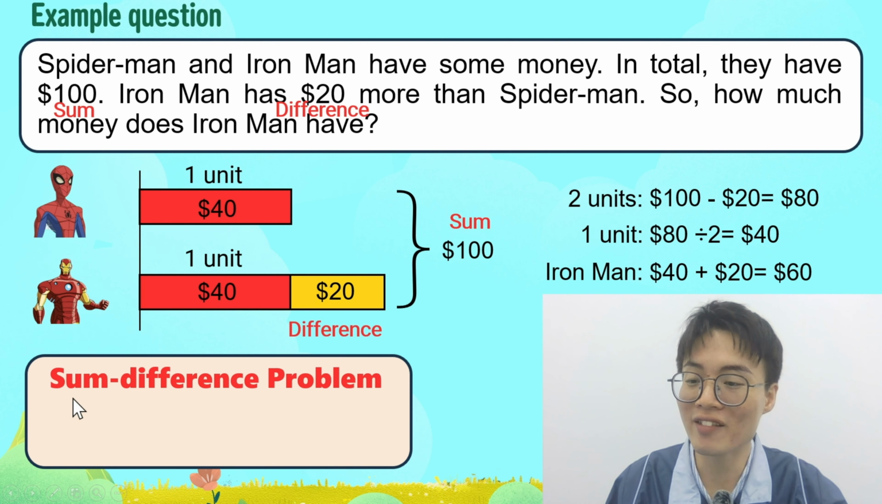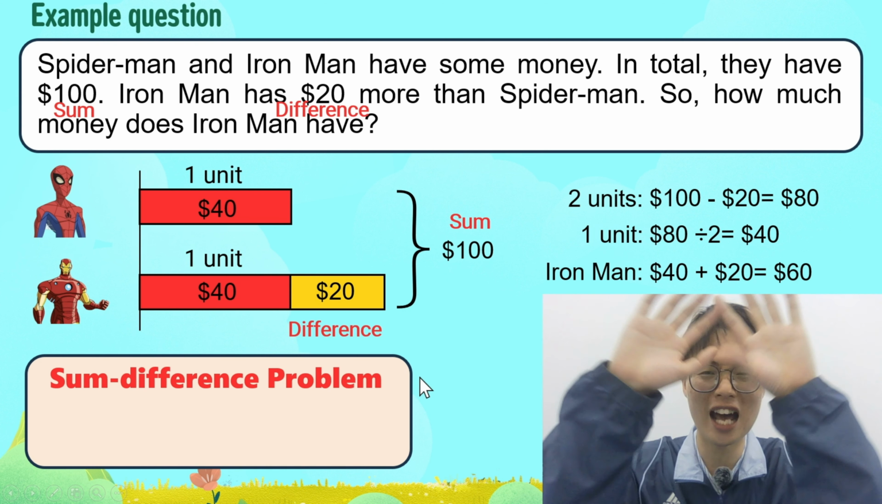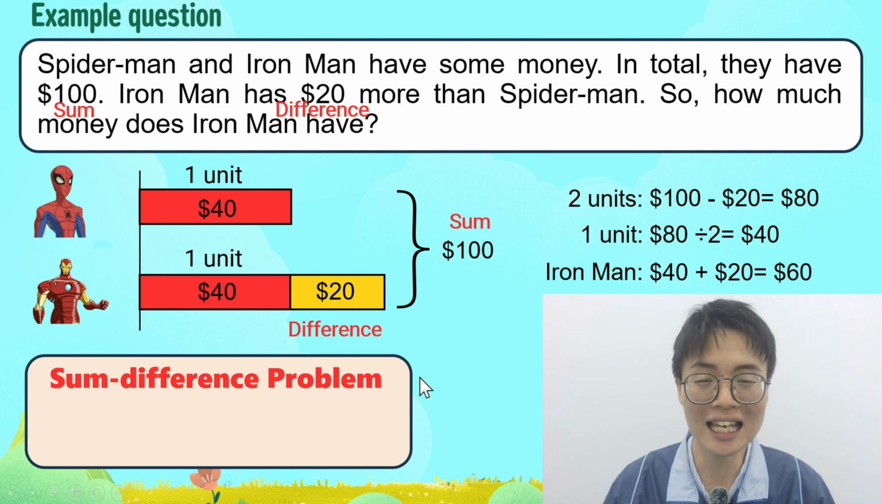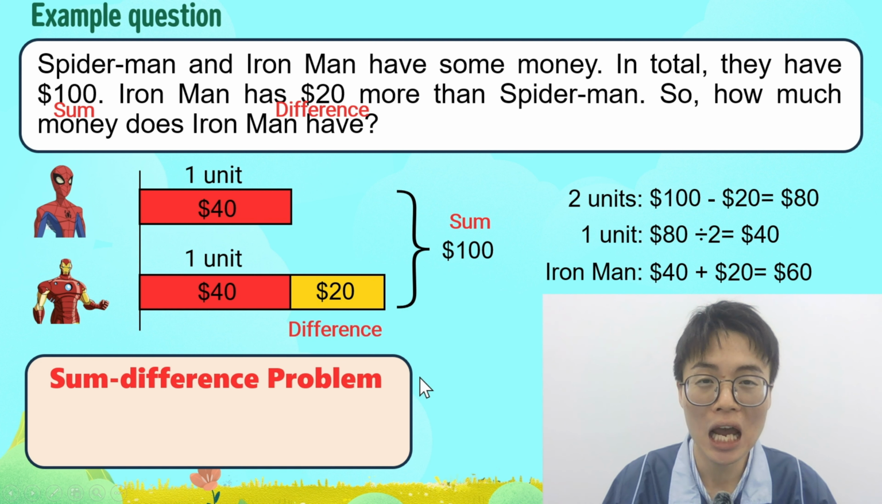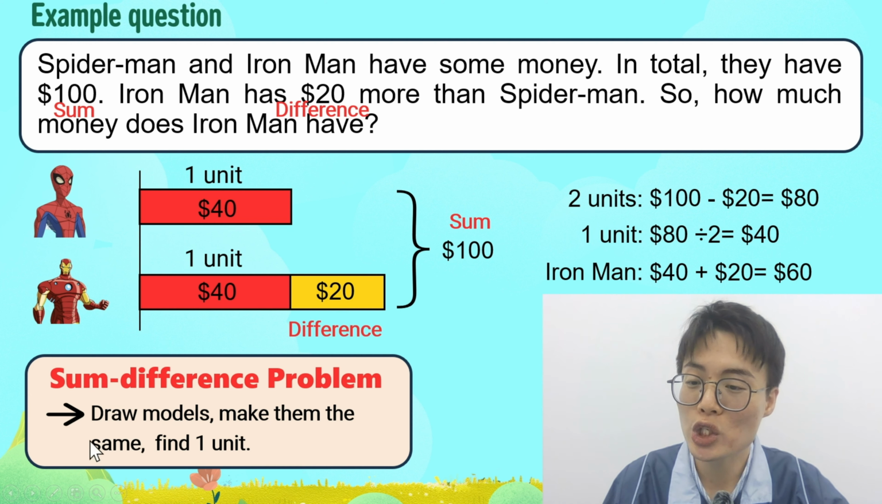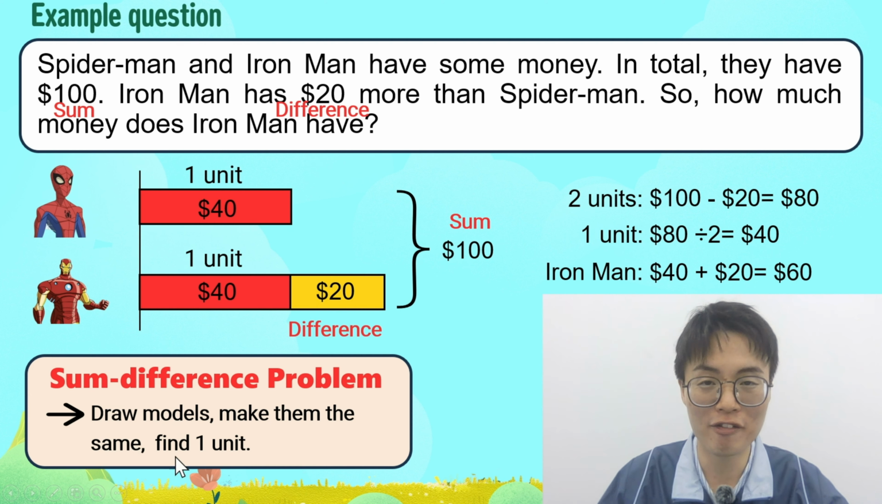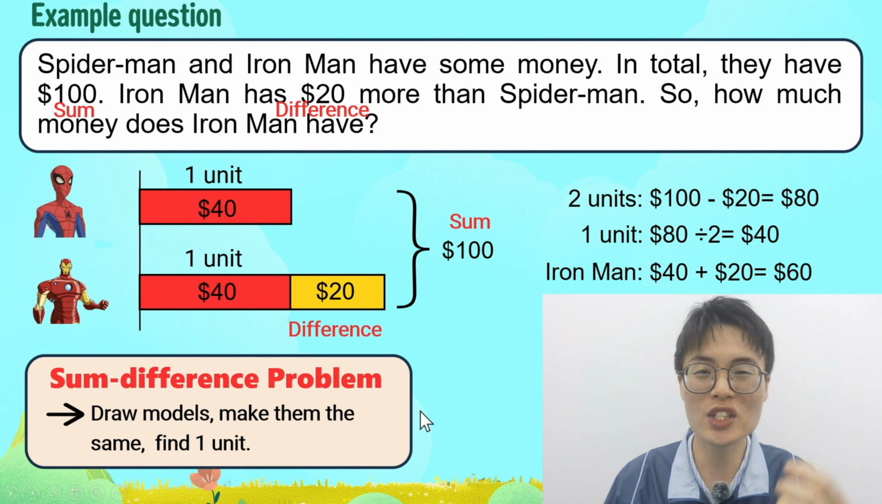Now let's take a quick review. To solve this kind of sum difference problem, the first step is to draw models to visualize all of the conditions. And second, we need to make the different numbers become the same number. And finally, we need to find 1 unit equals how many. In conclusion, draw models, make them the same, and find 1 unit. Now you already understand how to do this kind of question, so let's go back to our original question.